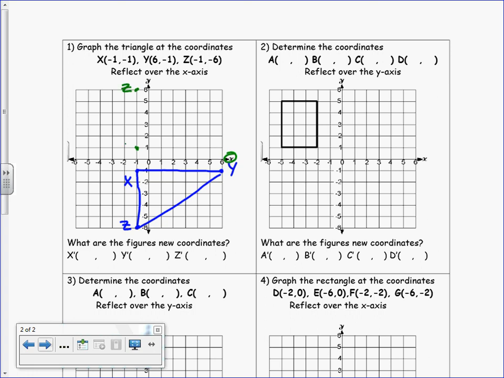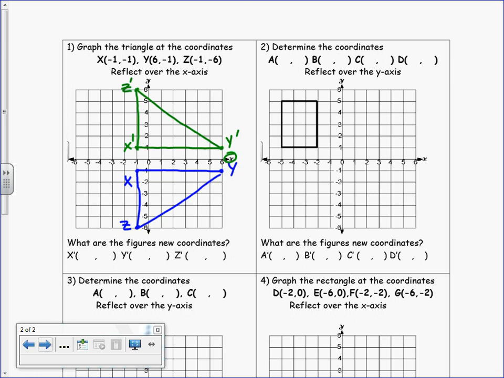This is my x. And if y is at over 6, down 1, then it's just going to be over 6, just up 1. And there's my y. And I would say x prime, z prime, y prime. You should remember that from the notes that we took on dilations. And see how the object just got flipped over the x-axis.